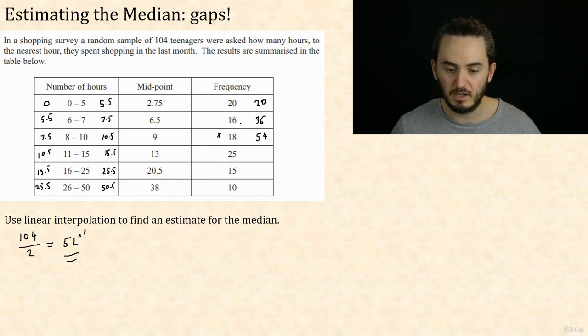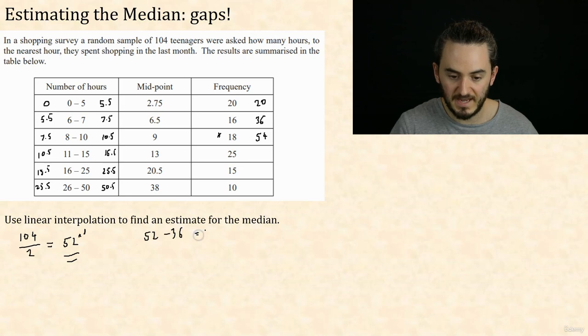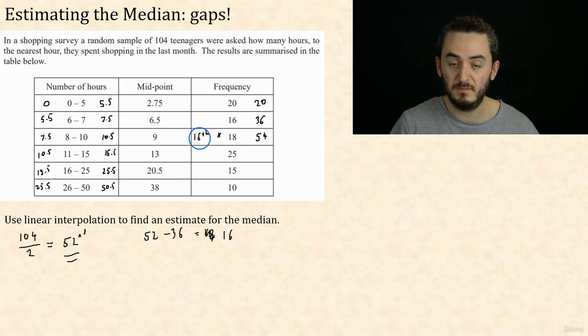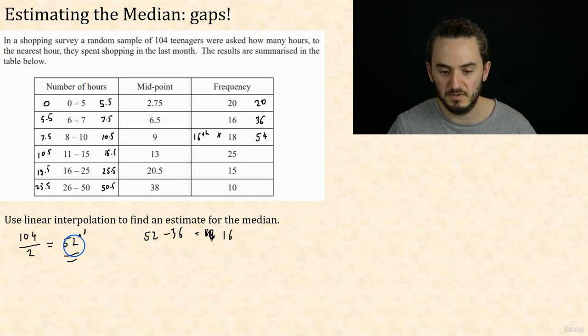Now, how far into that group? Well, we had up to 36 before, so how many more students do I need to go into this group before I get the 52nd? Well, 52 minus 36 is 18. So it's the 18th student. Sorry, that's not right. It's 16. 52 minus 36 is 16. So it's the 16th student in this group. The reason is if I've got 36 here and I add in an extra 16 from here, that will get me up to the 52nd student.